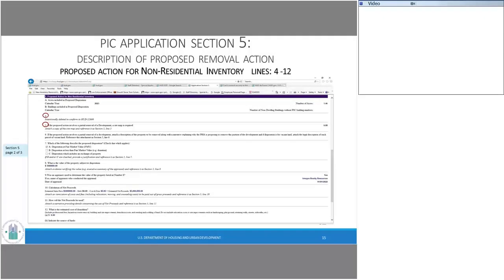And yes, it is. Now, one thing I like about the PIC application and the 52860 is that it always provides guidance. If you see under what's asked in line 5, it also says if it's partial, then please attach a copy of a map and reference it, Section 5, line 1. Line 6 still speaks to partial removal of the development, and it asks for a narrative.